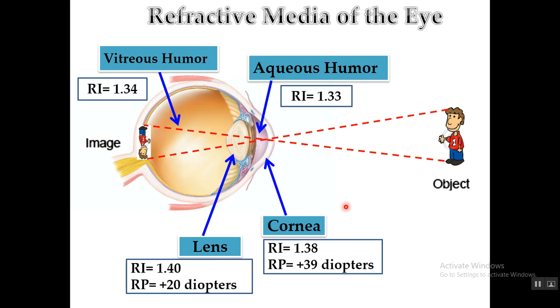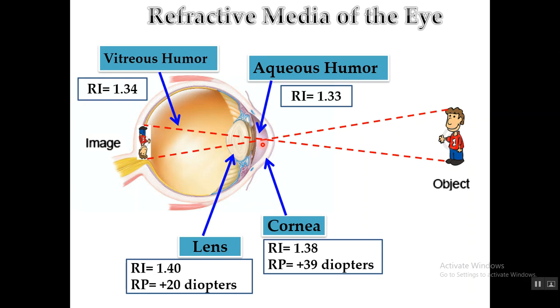Again, when light comes from a medium with low refractive index, like air, to a medium with high refractive index, like the cornea, it will be refracted to the focal point. In this condition, the medium acts as a convex lens. But when light comes from a medium of high refractive index to a medium of low refractive index, it will diverge, acting as a concave lens.